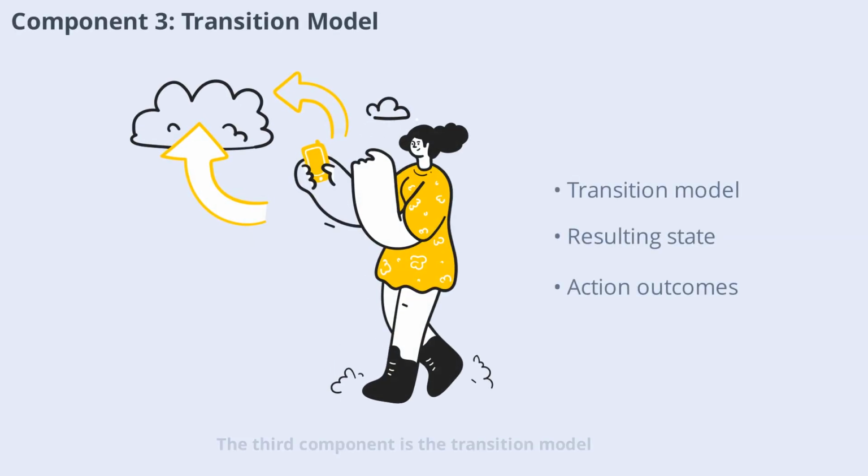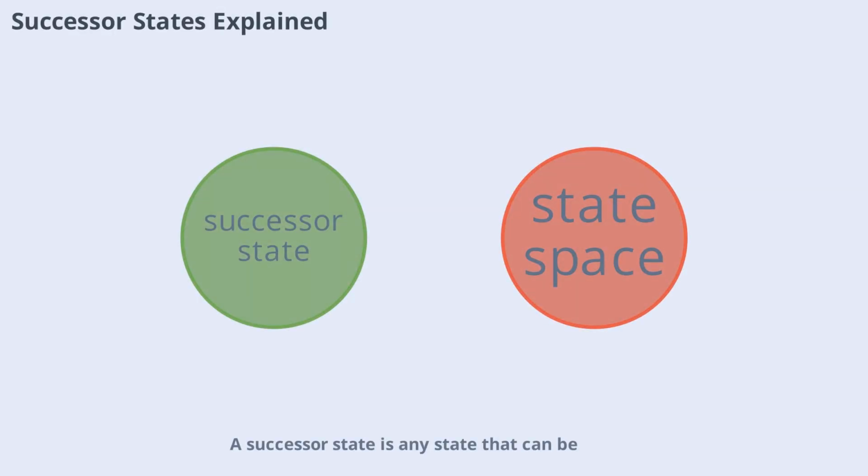The third component is the transition model, which describes what happens when the agent takes an action. This is specified by a function that returns the resulting state after an action is performed. For example, if the agent is in Arad and chooses to go to Zerind, the resulting state is being in Zerind. A successor state is any state that can be reached from the current state by taking a single action. In the Romania example, moving from Arad to Zerind creates a new successor state.